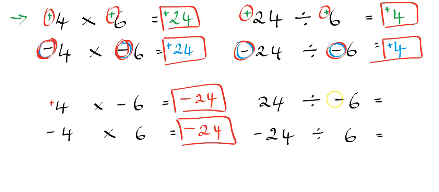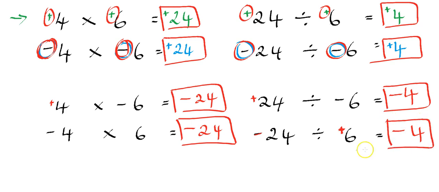So 24 divided by negative 6, we've got a positive divided by a negative. They are different. Therefore, the answer is negative. Negative 24 divided by positive 6, right? They are different. So the answer is negative. So 24 divided by 6 is 4, and it's negative 4 because it's a positive divided by a negative. 24 divided by 6 is 4. Negative 4 because it's negative 24 divided by a positive. And that's how you do it.